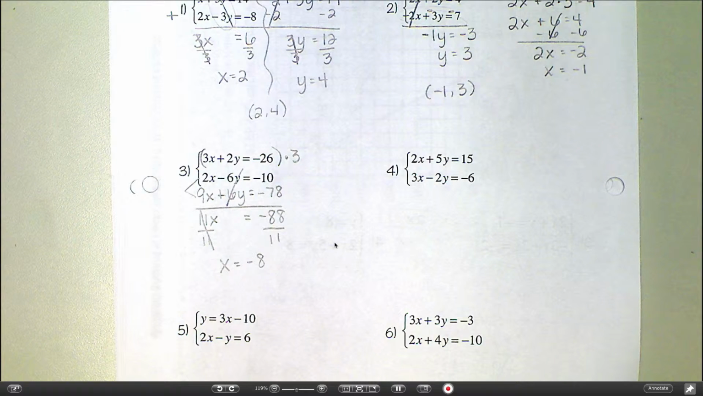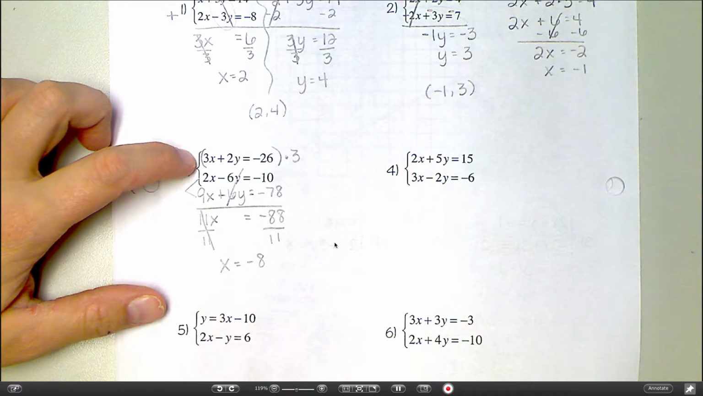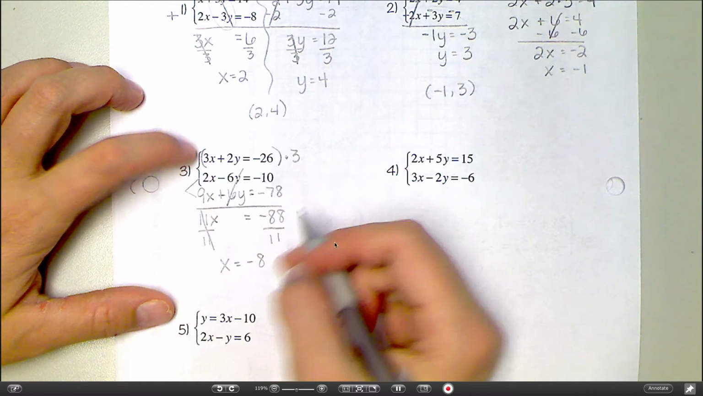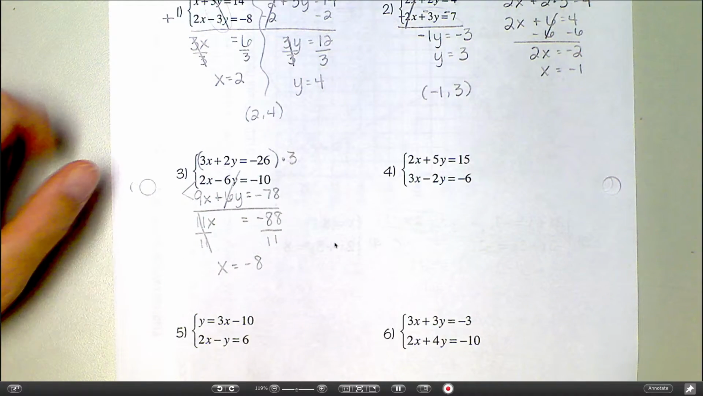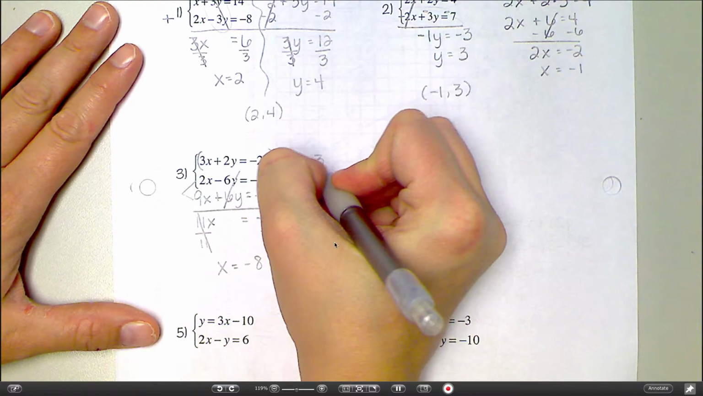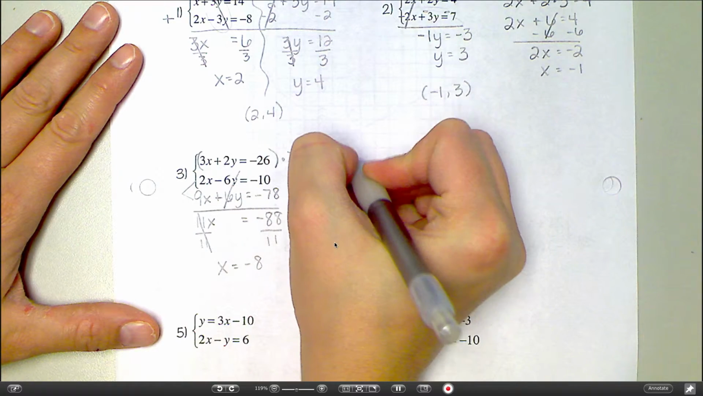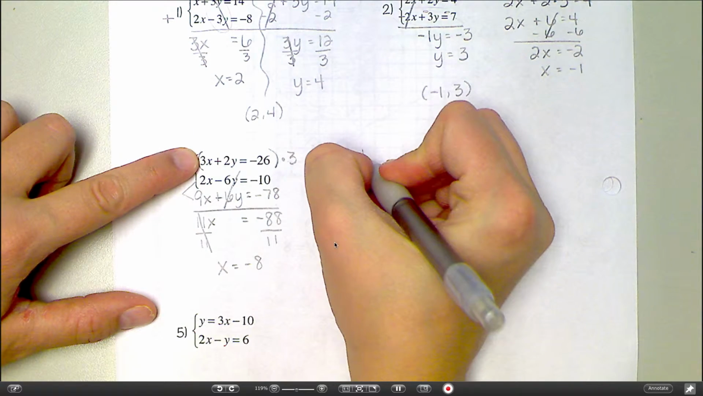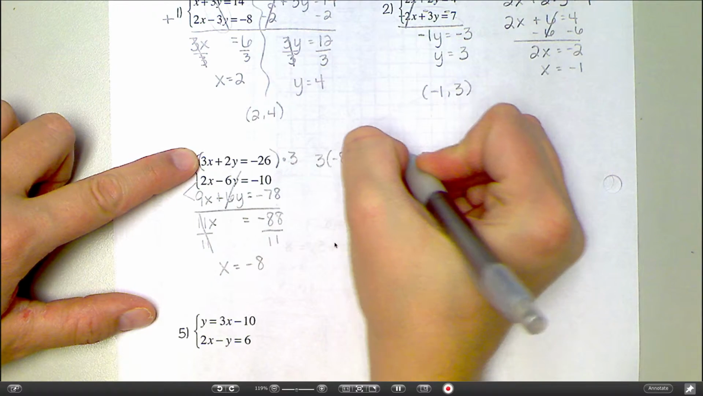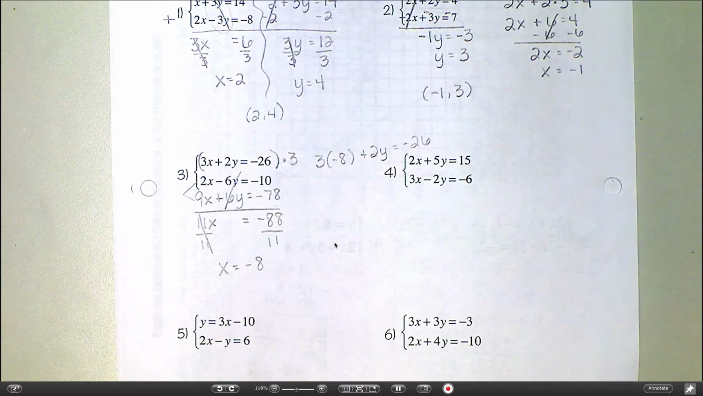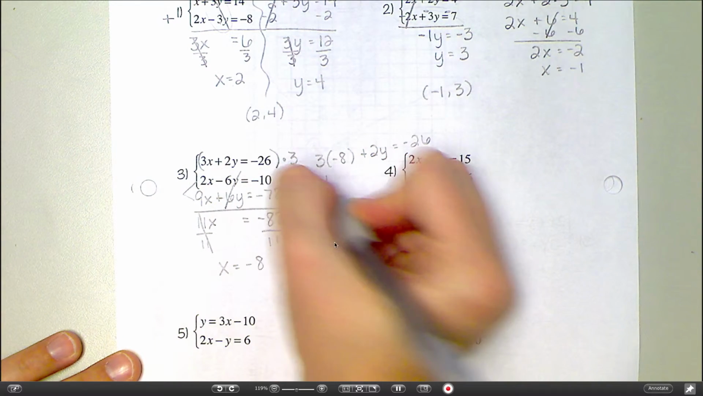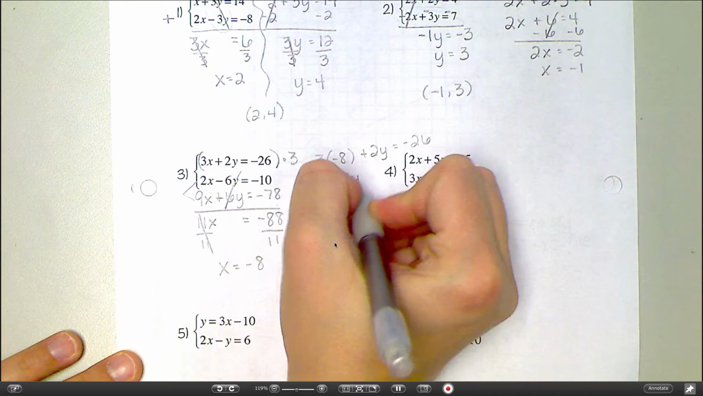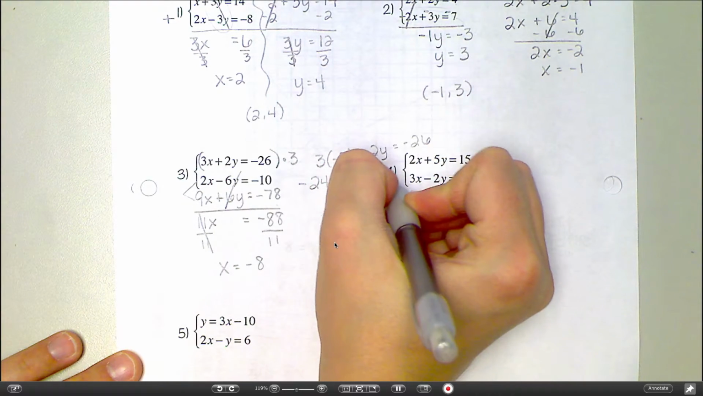Now let's plug that in again to either one of the equations. It doesn't matter which one. I'm going to go with the top one because it's got more positives. Okay? And actually I can plug it into this one too. Doesn't matter really. I've got 3 choices. So I'm going to say 3 times negative 8, because I'm plugging that negative 8 in for x, plus 2y equals negative 26. That's really negative 24 plus 2y equals negative 26.